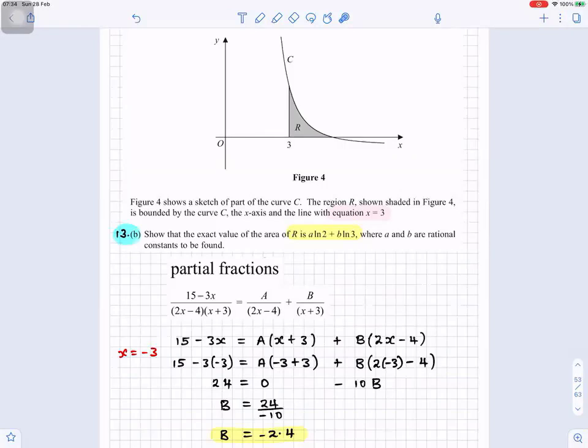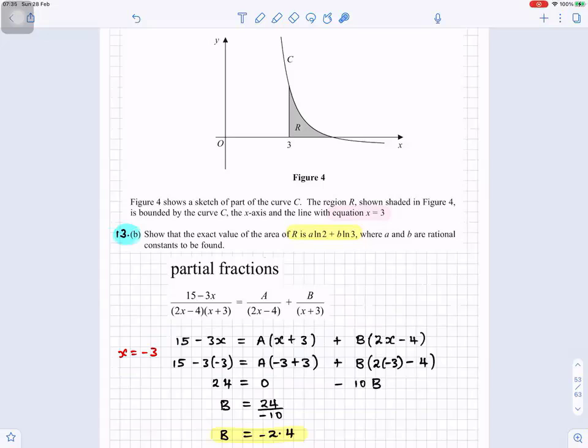So we want to change (15 minus 3x) over (2x minus 4)(x plus 3) to a over (2x minus 4) plus b over (x plus 3). To do partial fractions, we multiply by the denominator, so 15 minus 3x is equal to a bracket that plus b bracket that.